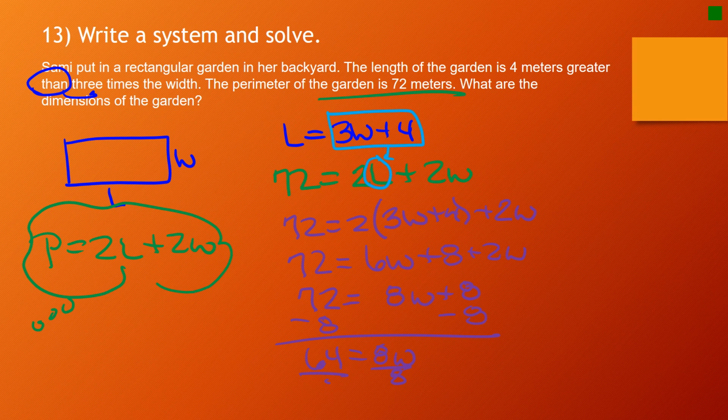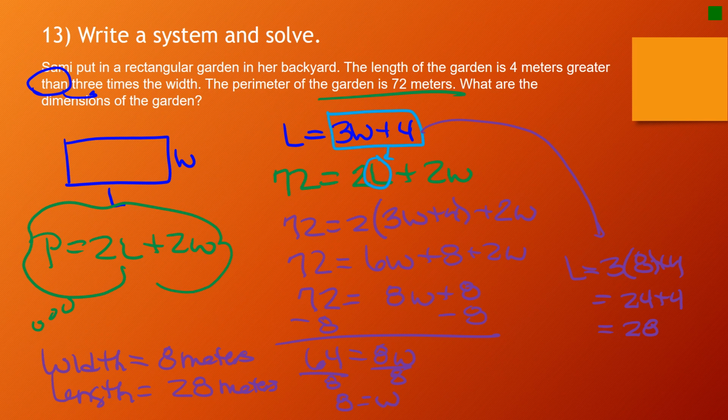And I find out the width is 8. So the width is 8 meters. The length, remember, is 3 times the width plus 4. So it's 24 plus 4, so it is 28. 28th, I don't even know what that means. So the length is 28 meters.